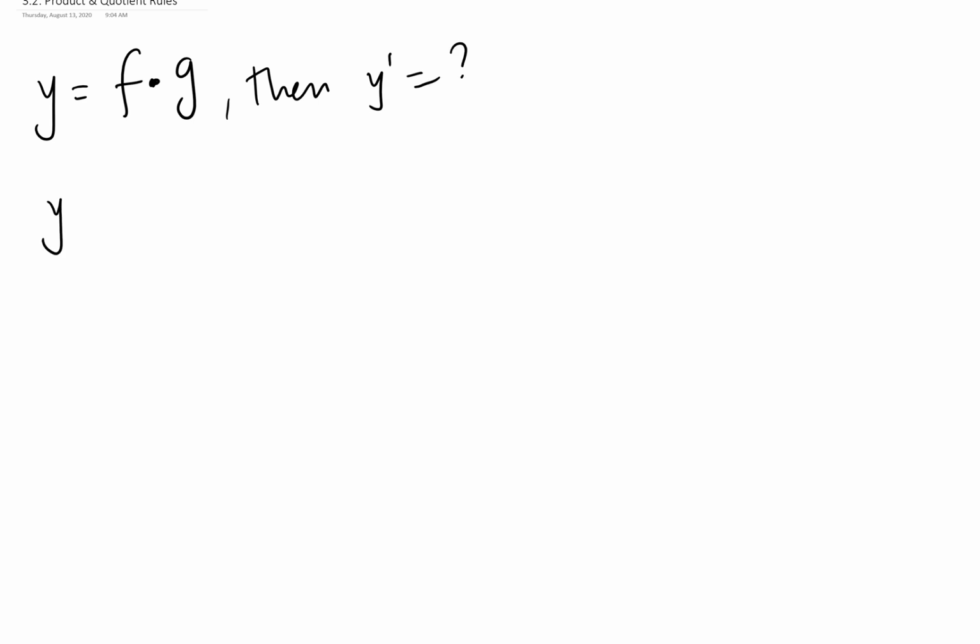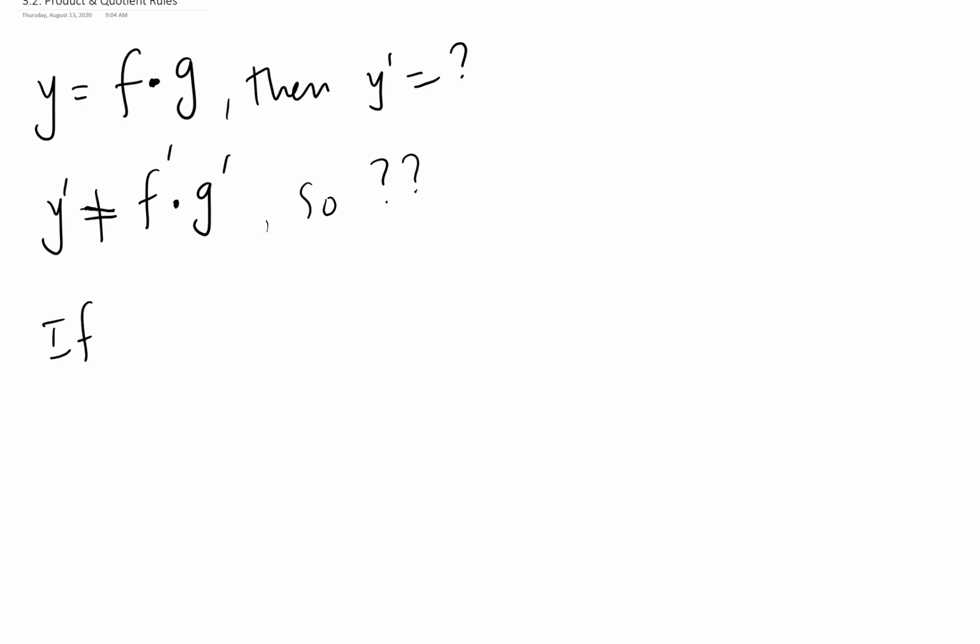Well, people might come and say y prime equals the derivative of the first function times the derivative of the second function. Is that correct? The answer is no, it's not. We can't do that. It doesn't work out. If you apply the definition of the derivative, it doesn't work out this way. So then what? Is there a rule for this?